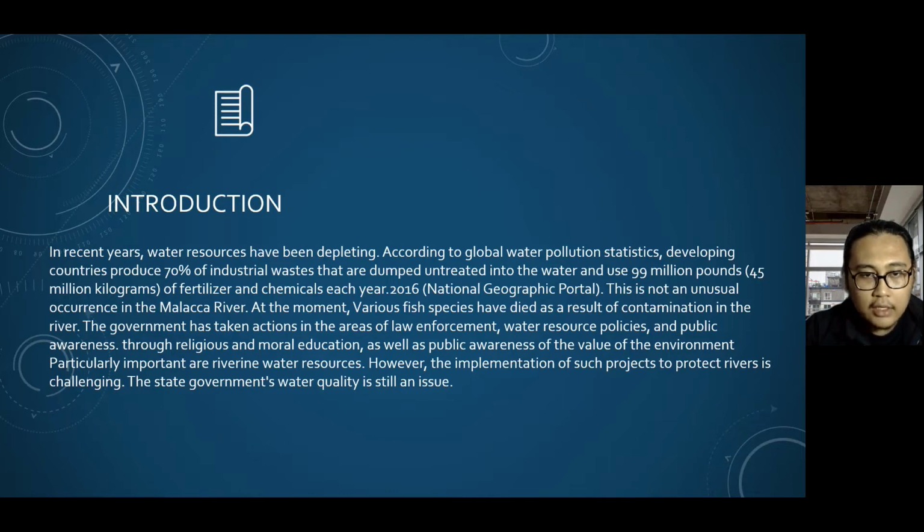The government has taken action in the areas of law enforcement, water resource policies, and public awareness through religious and moral education, as well as public awareness of the value of the environment, particularly important riverine water resources. However, the implementation of such projects to protect the river is challenging. The state government water quality is still an issue.